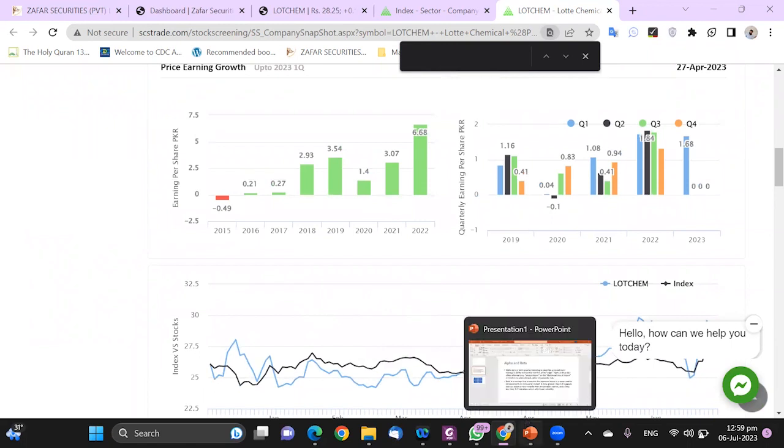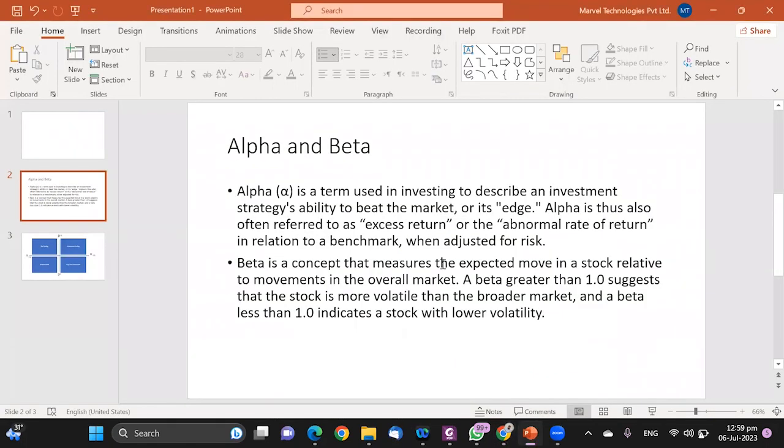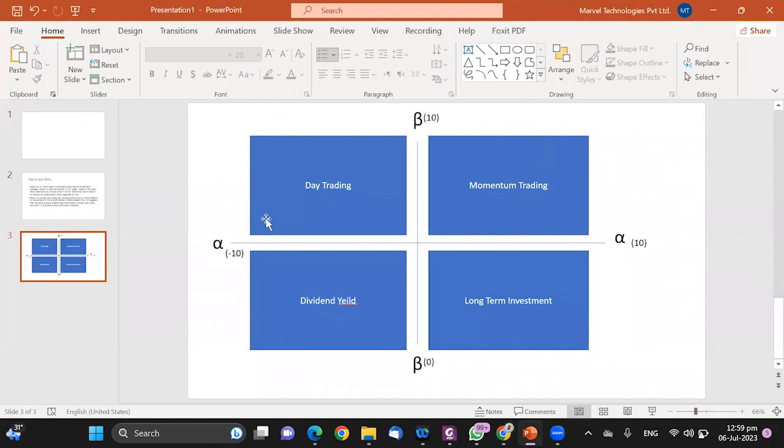Now you have your values of alpha and beta. Okay. We will make a quadrant.